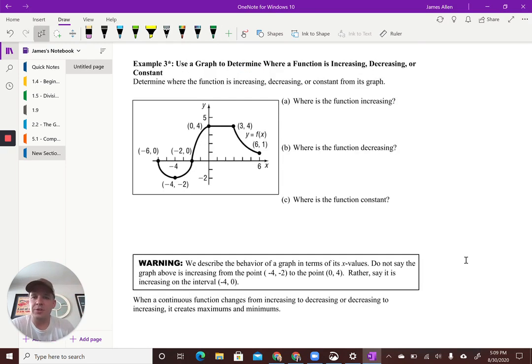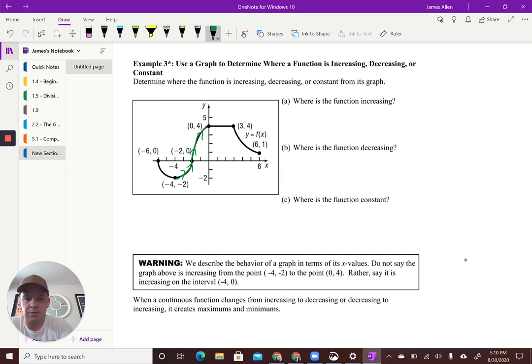So now I want to use the graph to determine where a function is increasing, decreasing, or constant. So where is the function increasing? For increasing, I'll do green, and for decreasing, I'll do red. Let's start with increasing. As I move from left to right, the function values are increasing. So it looks like this part right here is increasing. I'll put some arrows, yeah, we're going up. Anywhere else? Doesn't look like it.